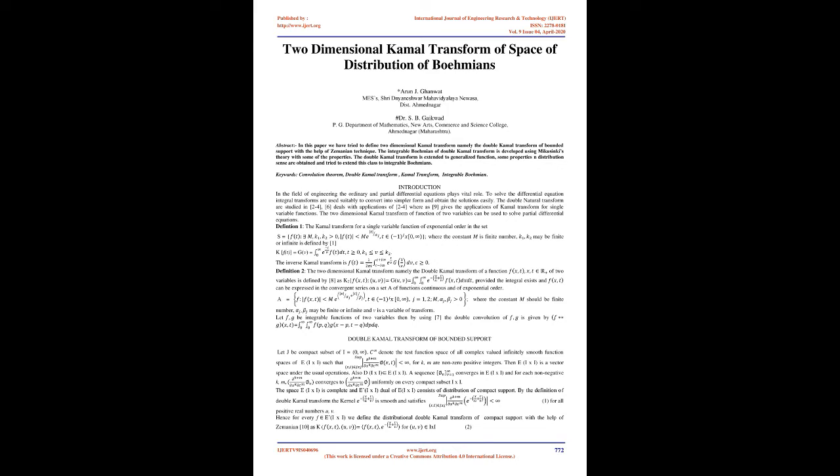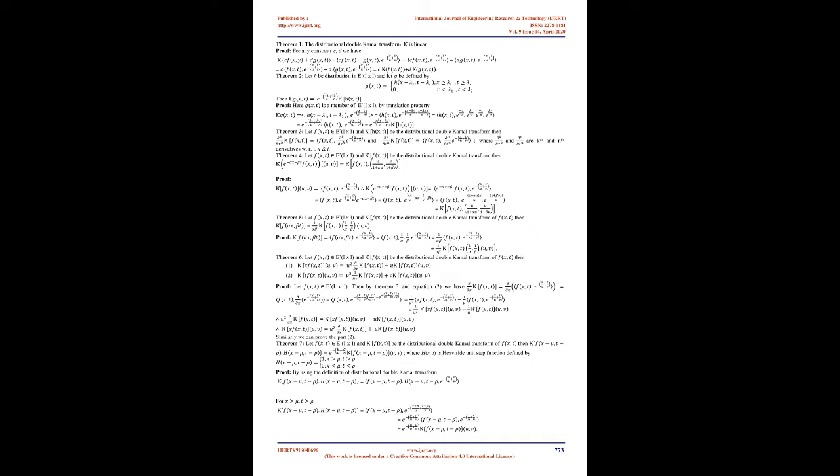By the definition of the double Kamal transform, the kernel is smooth and satisfies 1 for all positive real numbers u, v. Hence for every f in E'(I), we define the distributional double Kamal transform of compact support with the help of Zemanian 10 as equals 4.